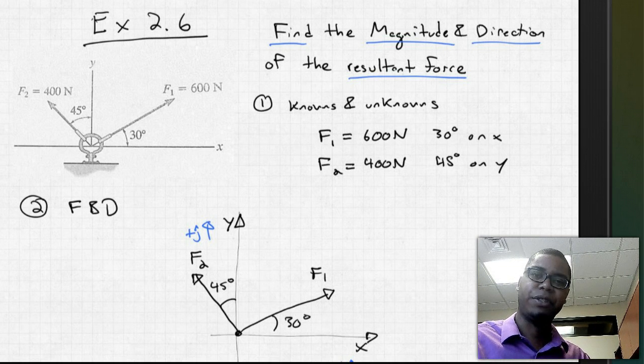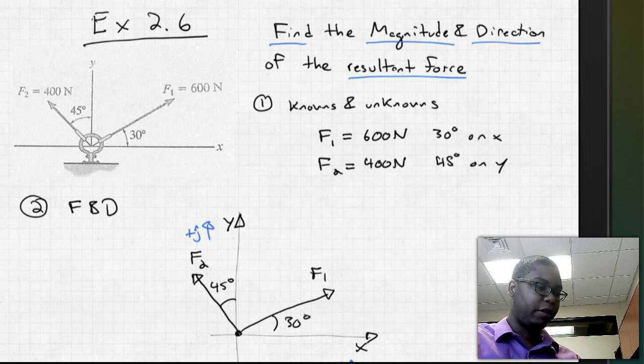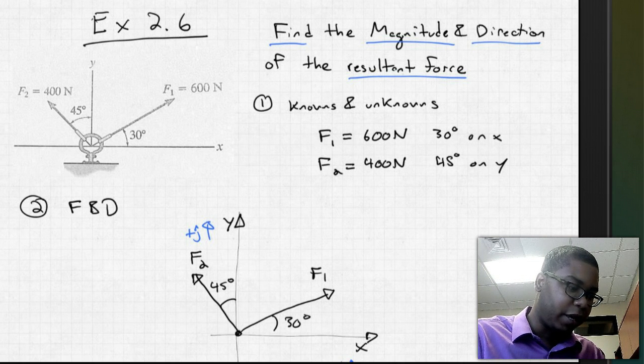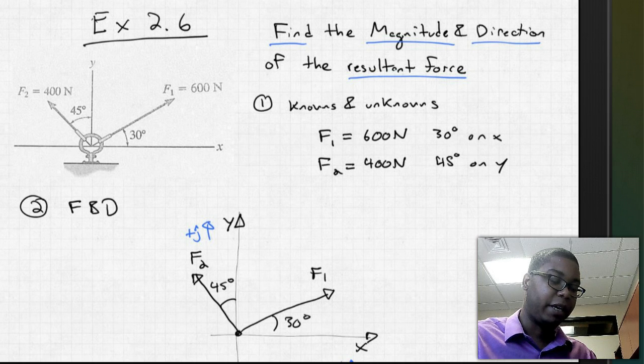So let's check out example 2.6, which is an example from the book. In this example, we're given a hook that has two forces applied to it, and we're asked to find the magnitude and the direction of the resultant force. So the first thing we do is we list our knowns and our unknowns. For force vector 1, it has a magnitude of 600 newtons, and it is directed 30 degrees on the x-axis. And force vector 2 has a magnitude of 400 newtons, and it's directed 45 degrees on the y-axis.